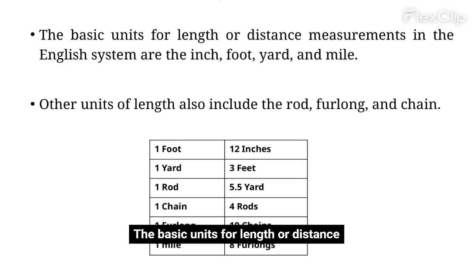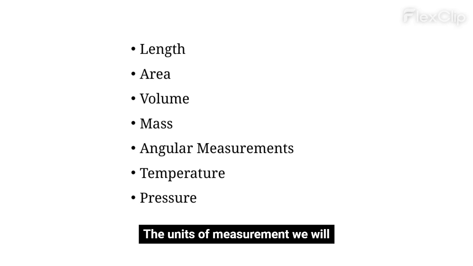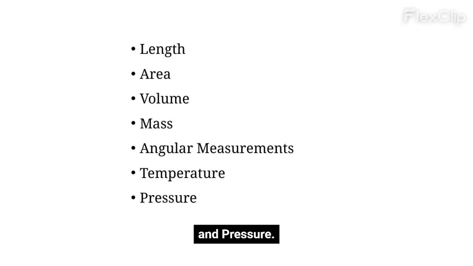The basic units for length or distance measurements in the English system are the inch, foot, yard, and mile. Other units of length also include the rod, furlong, and chain. 1 foot equals 12 inches, 1 yard equals 3 feet, 1 rod equals 5.5 yards, 1 chain equals 4 rods, 1 furlong equals 10 chains, 1 mile equals 8 furlongs. The units of measurement we will cover are length, area, volume, mass, angular measurements, temperature, and pressure.